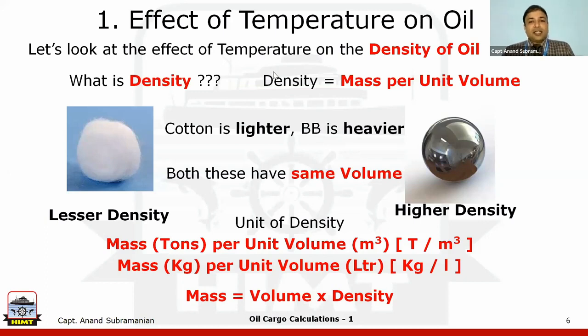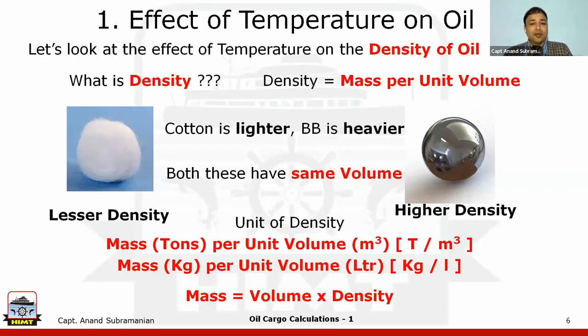Now we have defined the density as mass divided by volume. So keeping the mass on one side, if I take the volume to the left hand side, we will have mass is equal to density into volume. This is the calculation we use for a tanker for finding out the mass. So mass, that is weight, is volume multiplied by density.